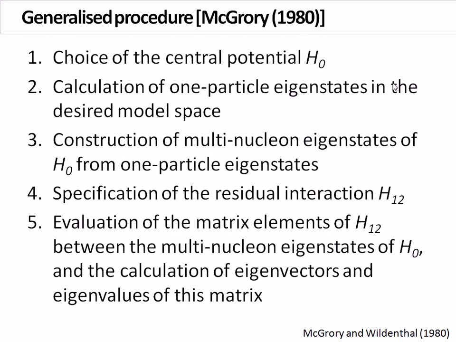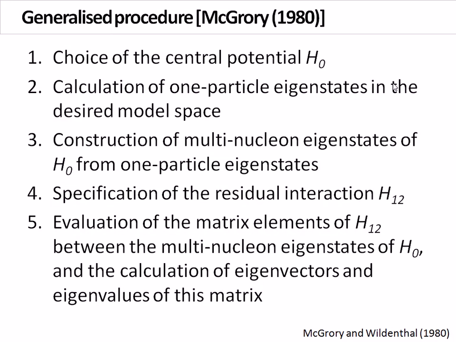And then evaluate the matrix elements of this residual interaction between these multi-nucleon eigenstates that you earlier constructed, and by diagonalizing, calculate the eigenvectors and eigenvalues of this matrix. These steps are individually, well, the first three steps are not too complicated, but it gradually gets progressively trickier. And in terms of computation time, a lot of time is spent in this last diagonalization procedure, because even in a relatively small model space, you can have hundreds and thousands of possible combinations of arranging your particles and their angular momentum couplings, and that leads to lots of states.